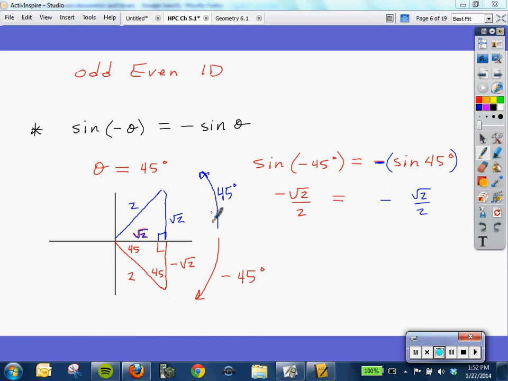So let's think about the sine of 45 over here. Sine of 45 takes us counterclockwise. So I make a 45, 45, 90 triangle here. And we have a 2 and a root 2 and a root 2. And our definition for sine is y over r. So we say root 2 over 2, which gives us a sine of 45 is root 2 over 2. But there's a negative in front. And we say, yeah, that both sides are equal to each other.